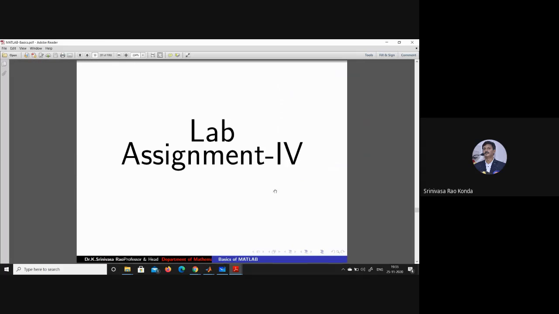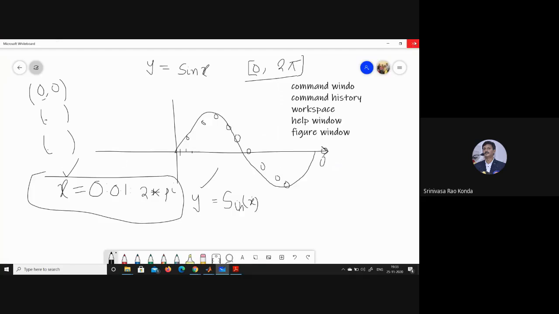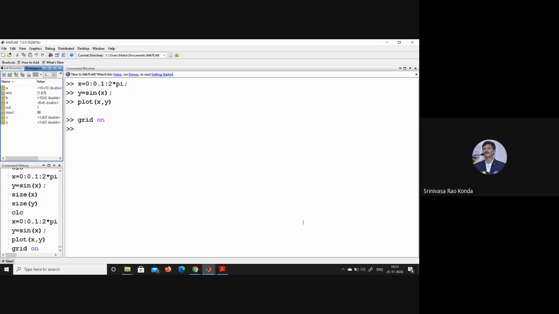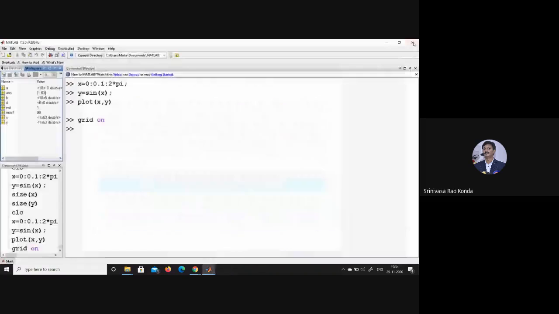So I will tell different techniques in plotting. Different plotting techniques are available in MATLAB.